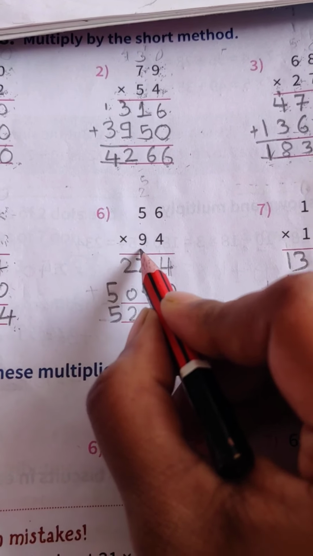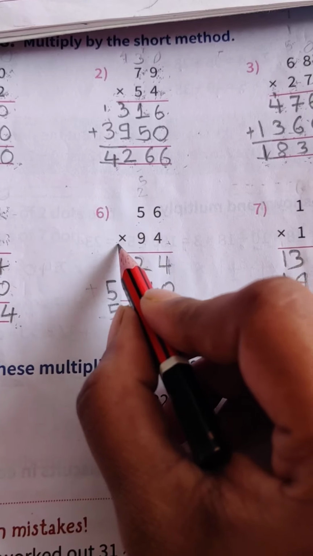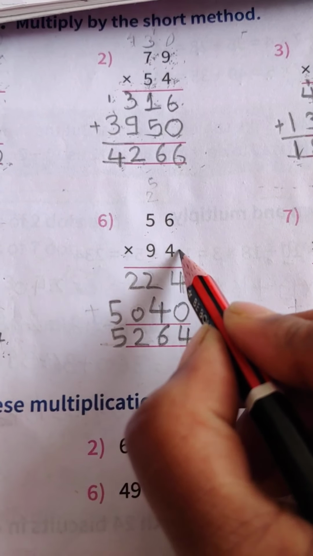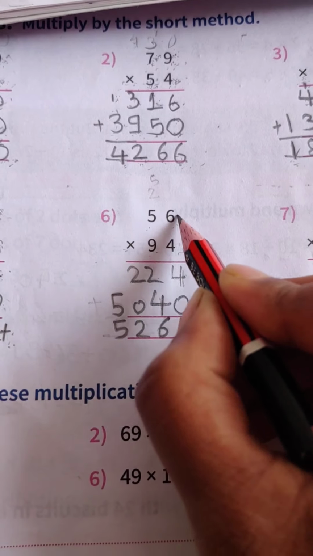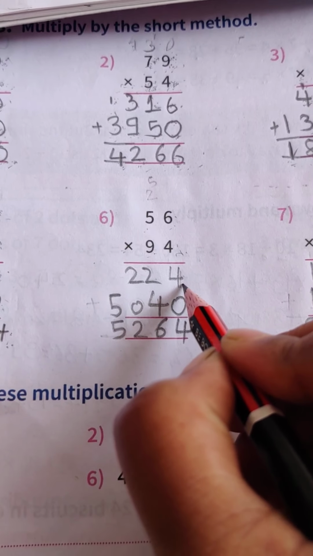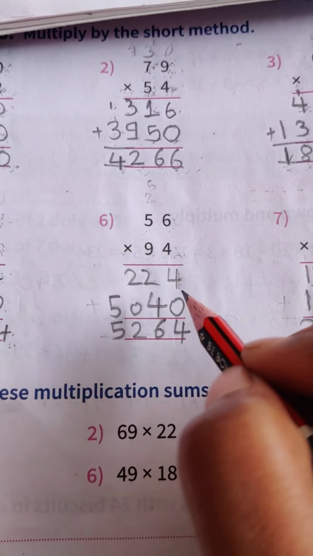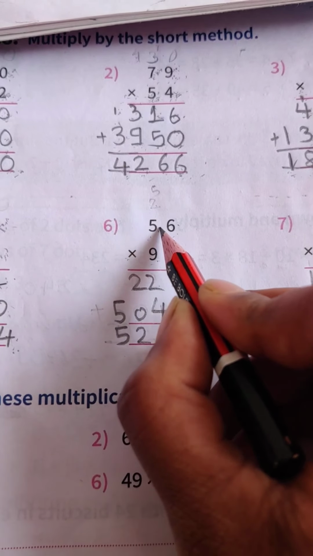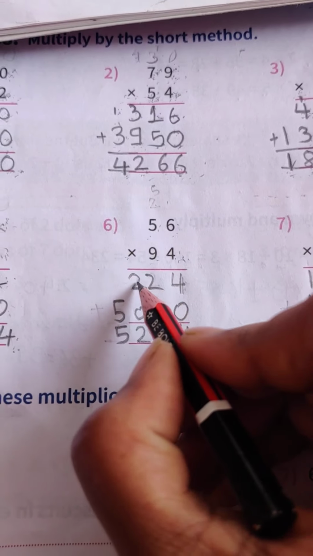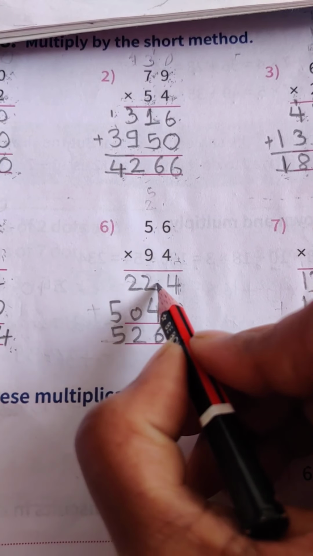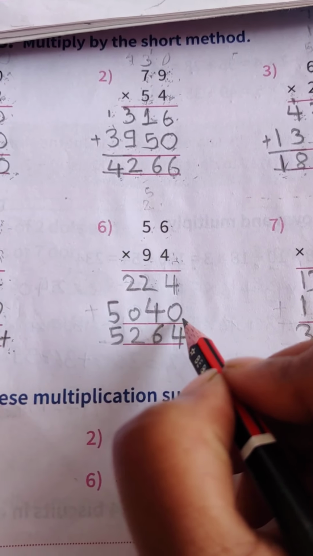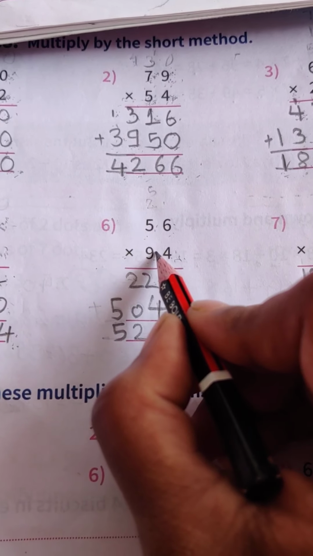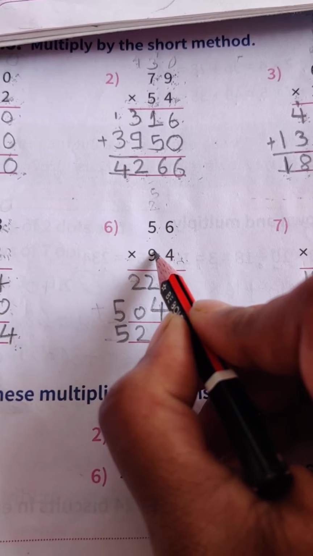56 multiply 94. So now look at here. 4 into 6, 24. So 4 is written here and 2 is the carry. Now 4 into 5, 20. 20 plus 2, 22. So we are writing here 22. Now we will put 0 here in the 1 place because 9 is the place of tens.